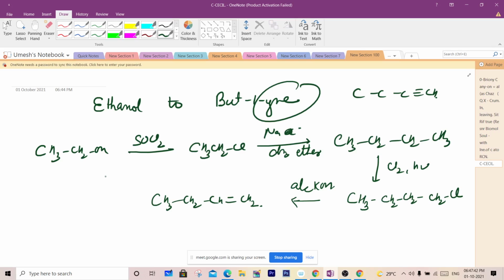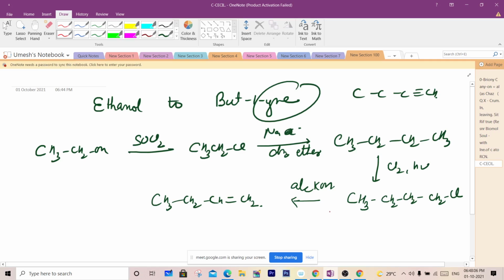So just confirming, instead of chlorinating in the presence of light, can we apply the anti-Markovnikov rule twice with HBr? Okay, wait. Anti-Markovnikov rule is applicable only with an unsymmetrical alkene and HBr, right?